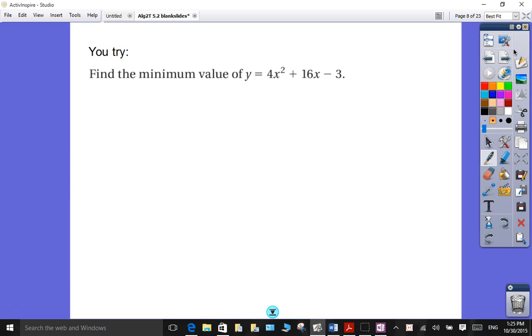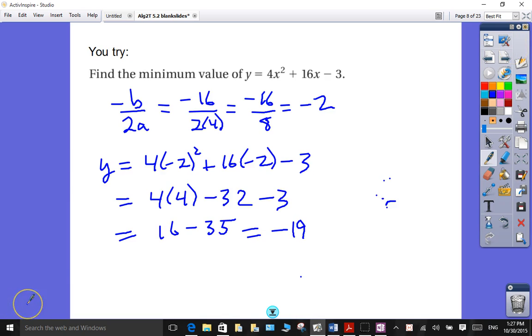So try to find the minimum of that one. What's the x coordinate? Negative 2. What's the y coordinate? Negative 13. How many say negative 13? Peter, what do you say? Did you do it? Negative 19. How many got negative 19? Me too. I want to check your math. Okay, so the minimum value is negative 19.